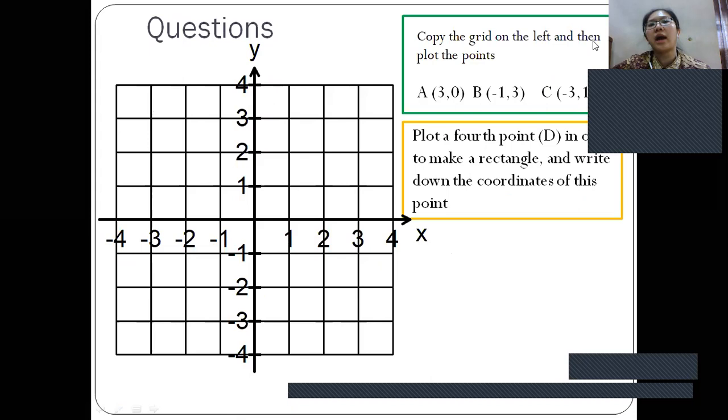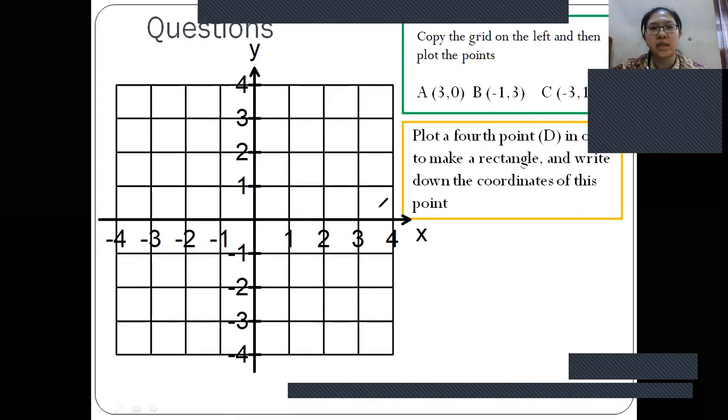Copy the grid on the left, then plot the points. Okay, all right. So we are going to plot 3.0, -1.3, -3.1. Let's see. 3.0, x is 3, the y is 0. So A is here.